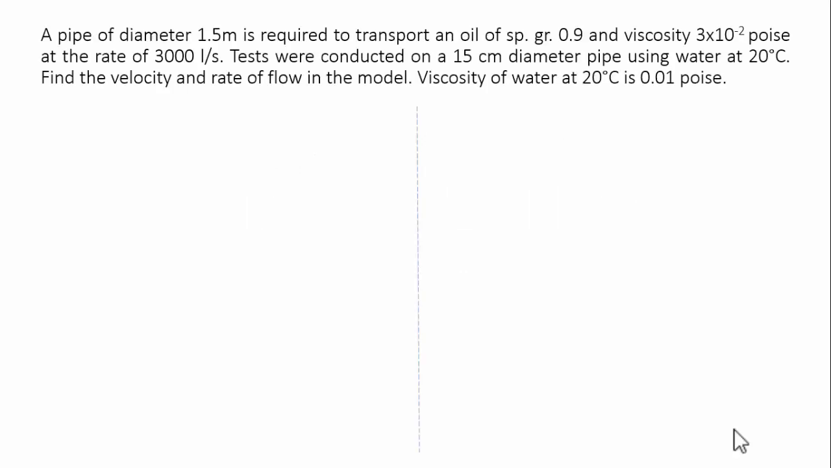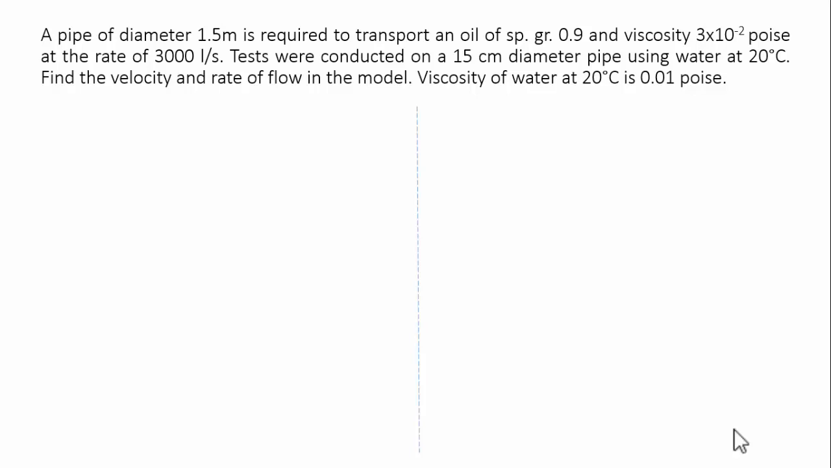A pipe of diameter 1.5 meter is required to transport an oil of specific gravity 0.9 and viscosity 3 into 10 to the power of minus 2 poise at the rate of 3000 liters per second. The tests were conducted on a 15 centimeter diameter pipe using water at 20 degrees Celsius. Find the velocity and rate of flow in the model. Viscosity of water at 20 degrees Celsius is 0.01 poise.